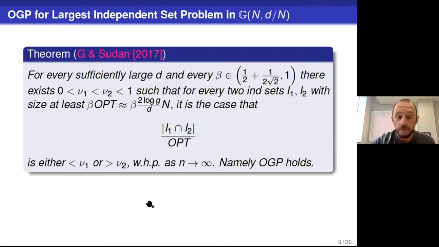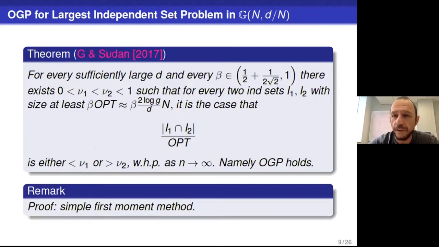Okay, so that's a property which is actually fairly easy to show. It's just a rather straightforward application of the first moment method. You simply count the expected number of pairs of independent sets, normalized by the largest size, and see that between some values nu1 and nu2, this expectation goes to zero exponentially fast, and therefore by Markov inequality, no such pairs exist with high probability.